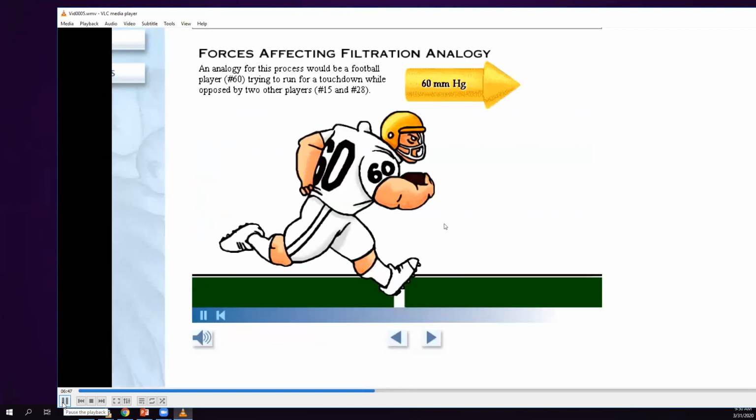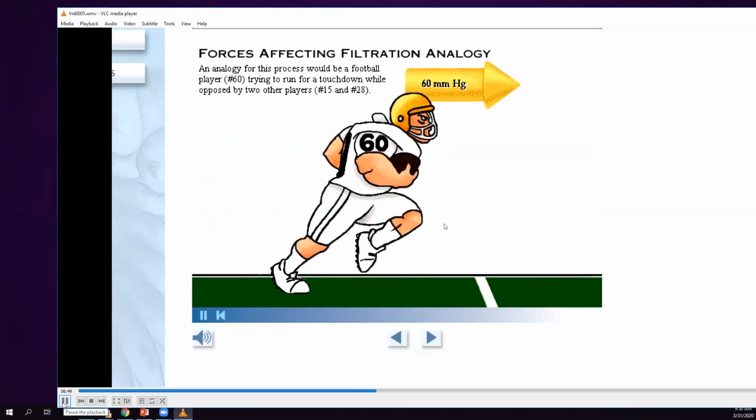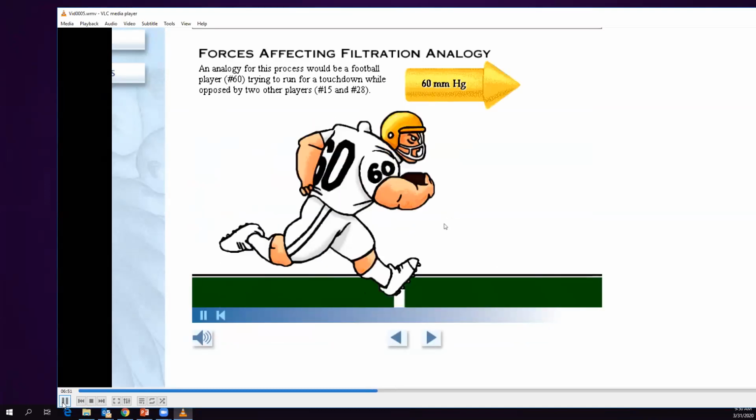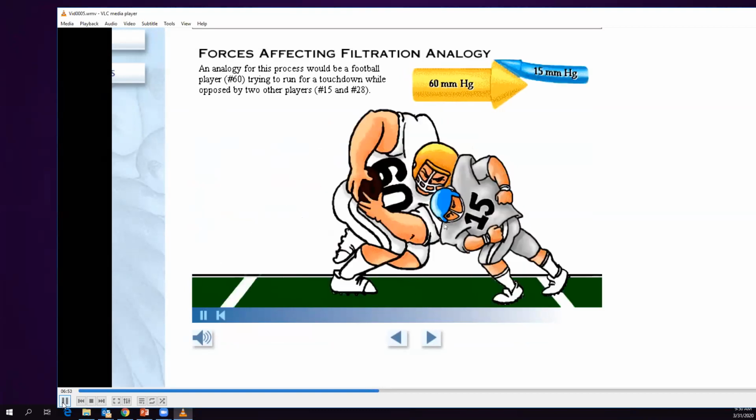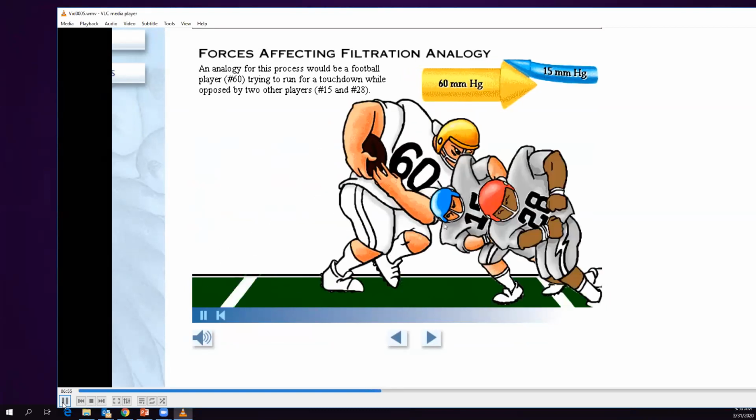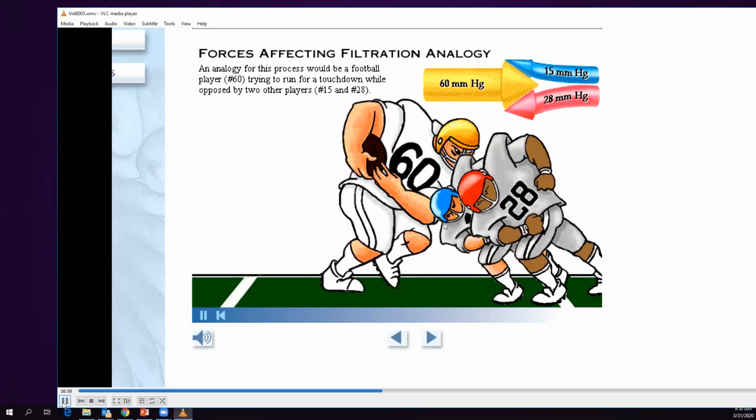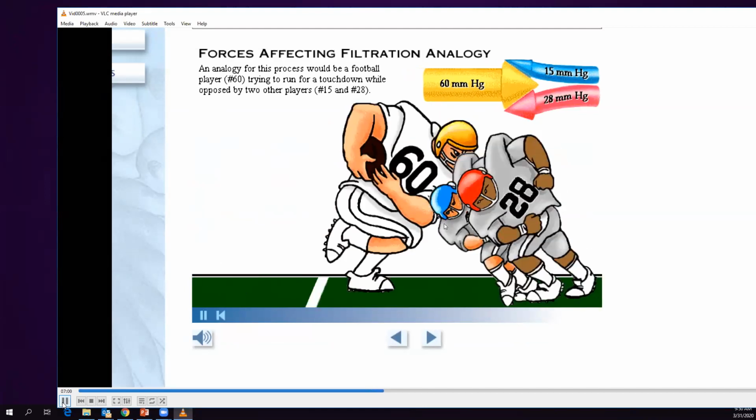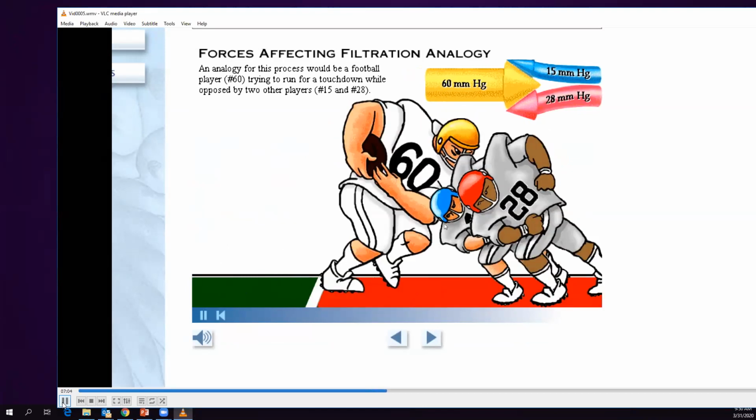An analogy for this process would be a football player, number 60, trying to run for a touchdown. However, his progress to the goal line is slowed by 2 opposing players, number 15 and number 28. The runner eventually reaches the goal, but not as easily as he would without the resistance. Now let's see what happens when a smaller player carries the ball. Click the football to start the process.